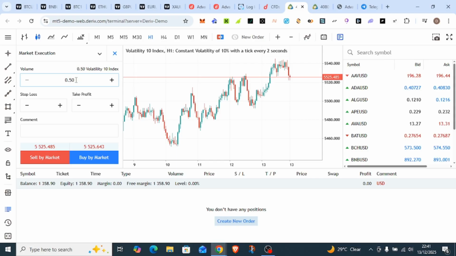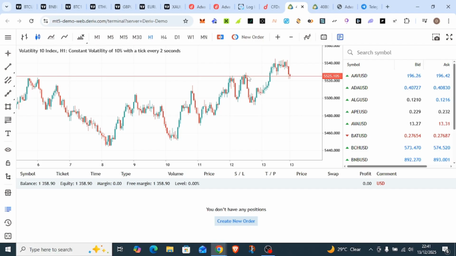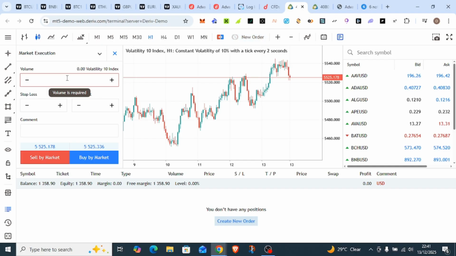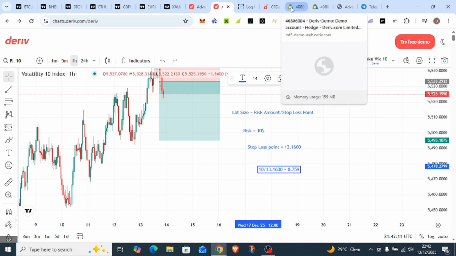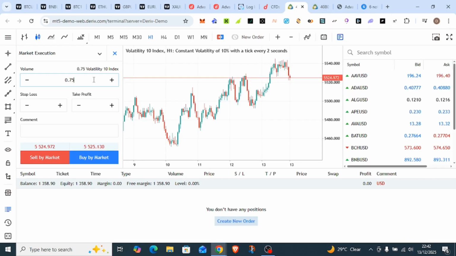This is volatility 10. So we put 0.759. Only two decimal places are allowed here, so 0.75. So this is it. Then we put our entry points.